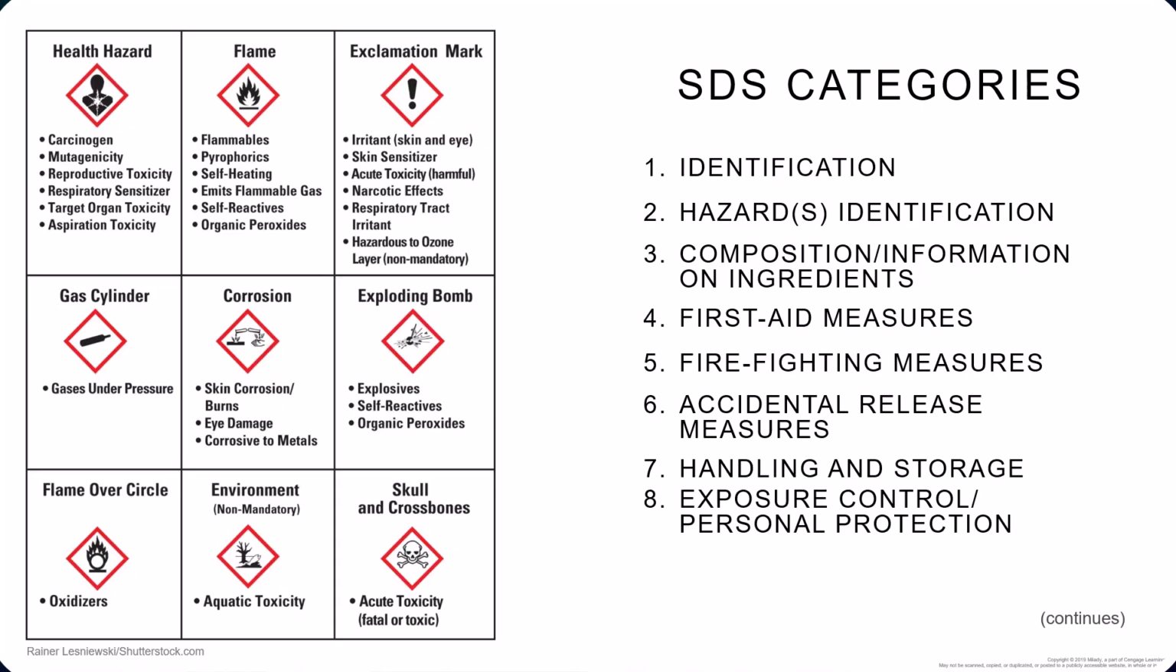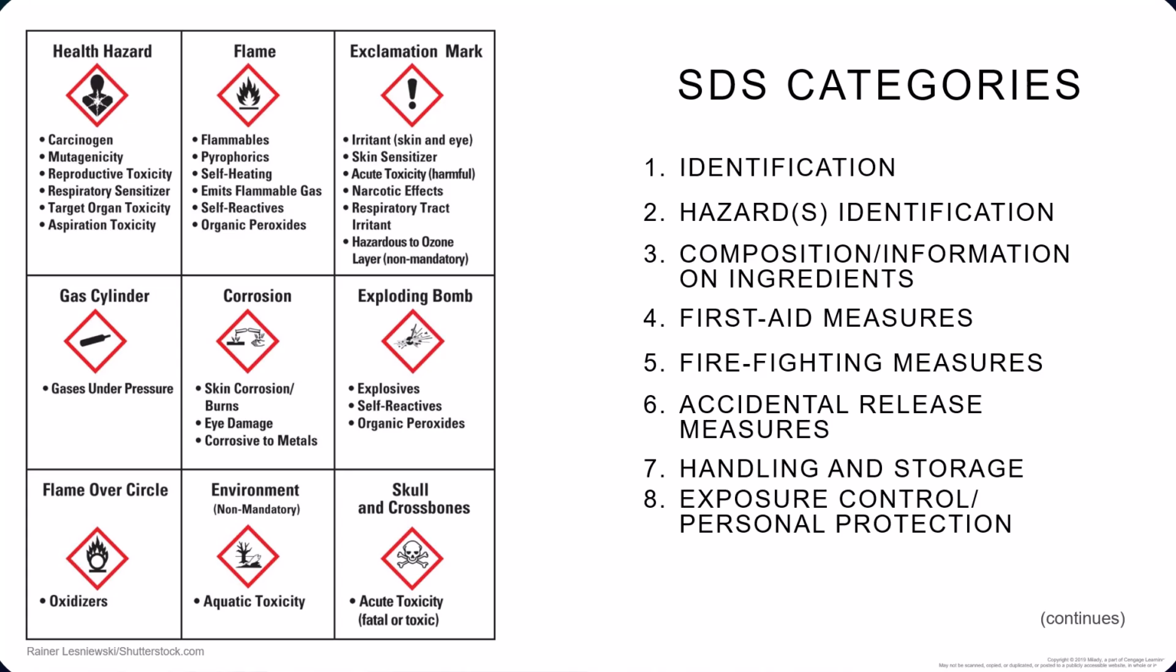Hazards identification lists all hazards associated with the product and includes hazard classification like flammable, precautionary statements, and hazard pictograms as well. Composition and information on ingredients identifies the ingredients of the product, including concentrations used in mixtures and when chemicals have been withheld due to a trade secret. First aid measures include short and long-term symptoms and first aid instructions.